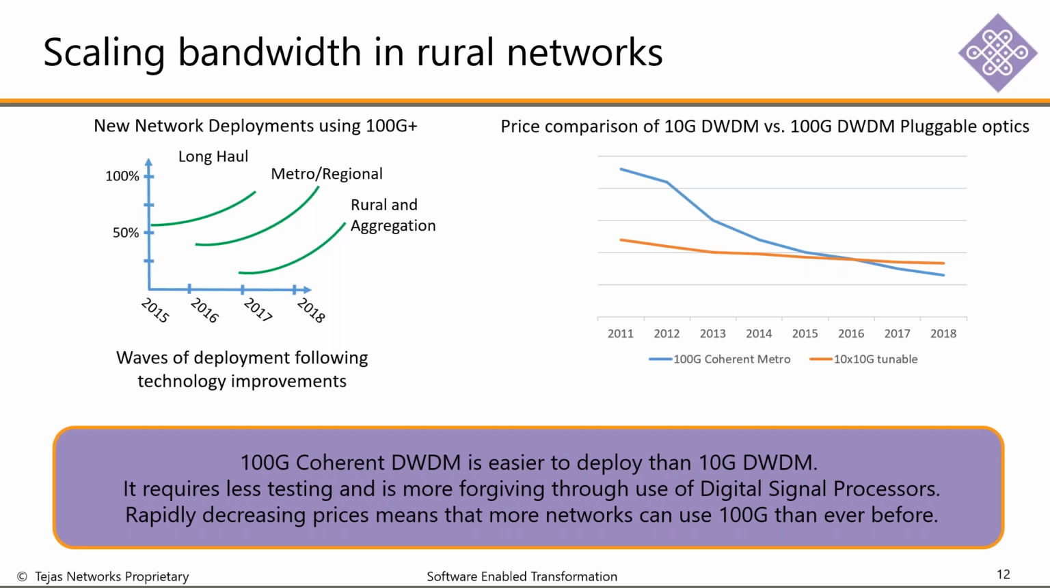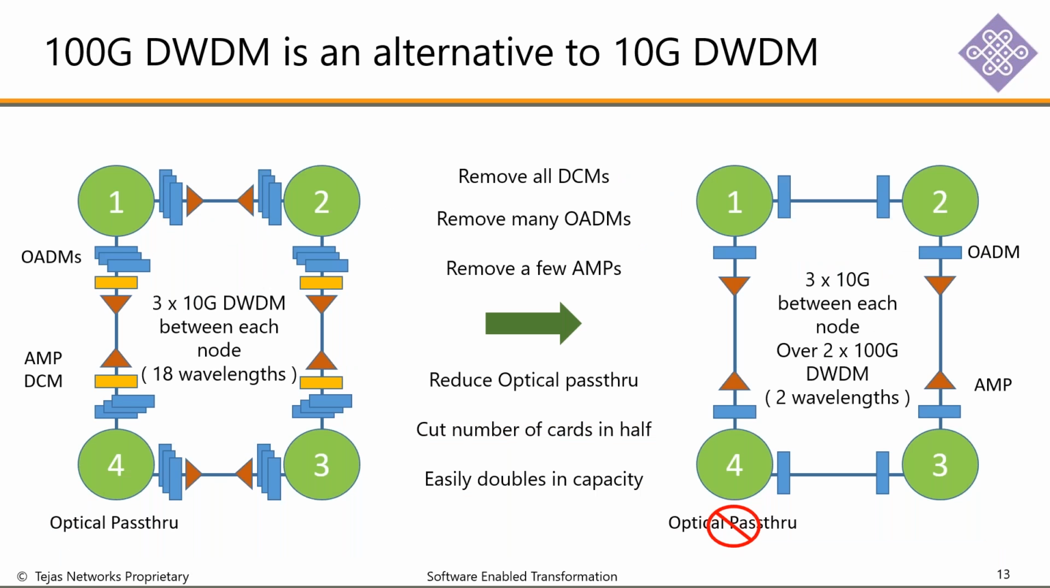10 gig is still going to have to be there for the aggregation space and out to the edge of the network. And that leads us to the ability to look at 100 gig as an alternative to a 10 gig DWDM network in the core. On the left-hand side, I have a drawing of all the elements that would go into a 4-node DWDM network, with add drop capabilities from anywhere to anywhere.